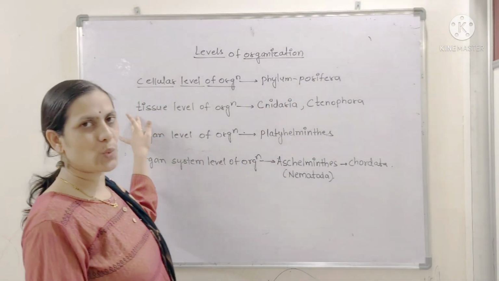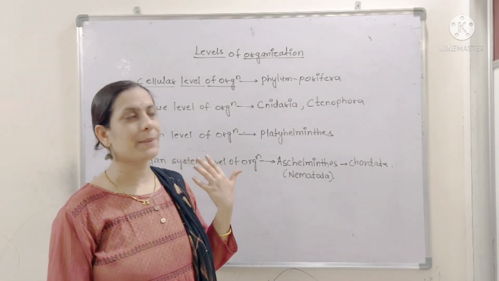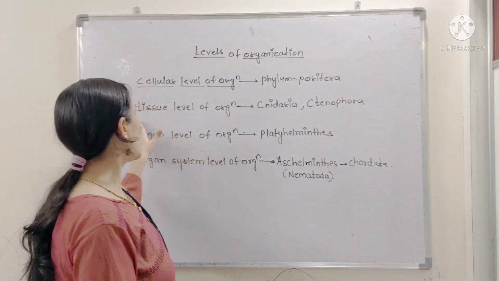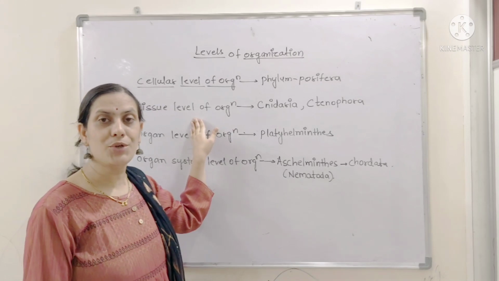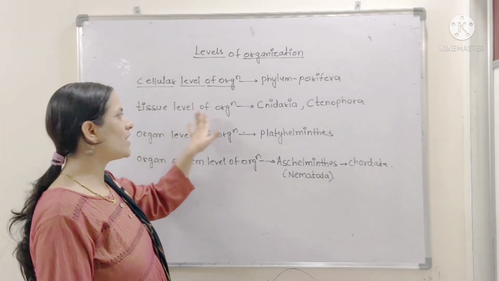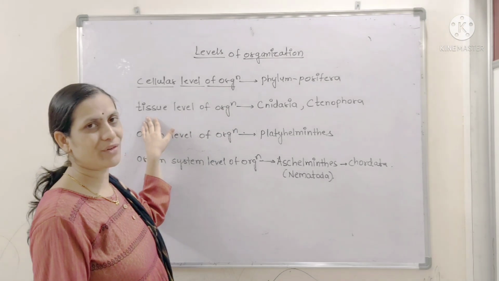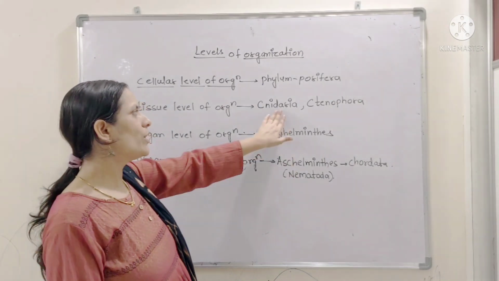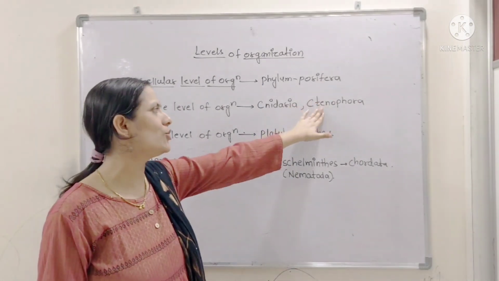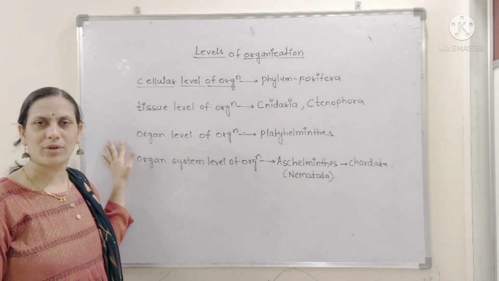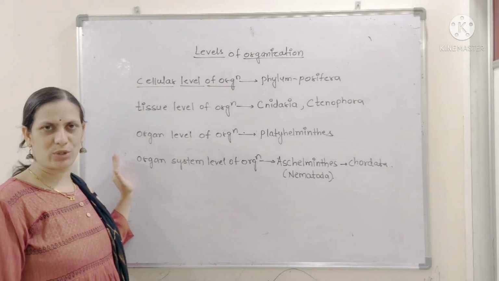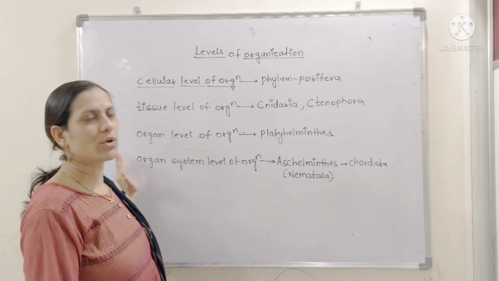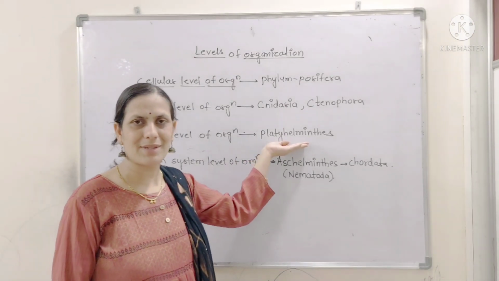The tissue level of organization is more advanced compared to the cellular level, and it is the lowest level of organization in Eumetazoa, where tissues are doing special types of functions. Here you will get two phyla, Cnidaria and Ctenophora. The third one is the organ level of organization, quite advanced compared to the tissue level, in which tissues unite to form organs, and the organs do different functions. The phylum Platyhelminthes comes under that.